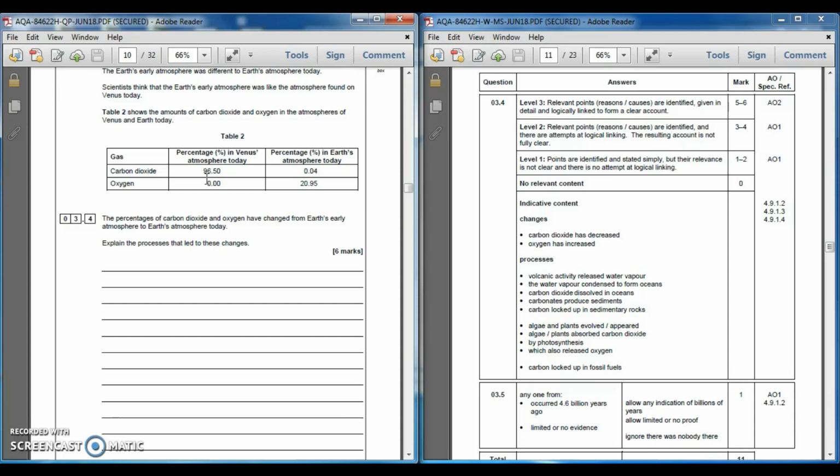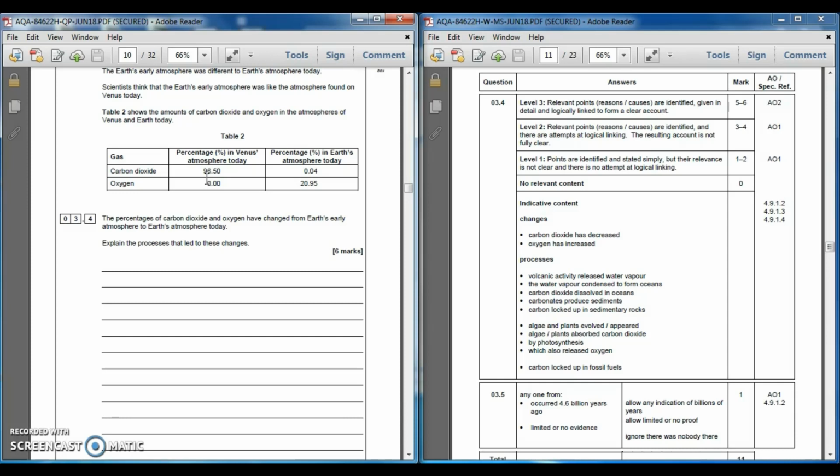Some other people remembered some parts of the lessons that we did as well, where we had something cooling, condensing and forming the oceans. That wasn't carbon dioxide, unfortunately. Obviously it's water vapour that cooled and condensed and formed the oceans. So let's start having a little look at what we need to actually get the 6 marks.